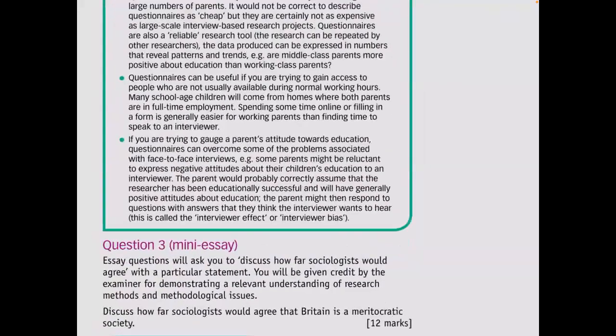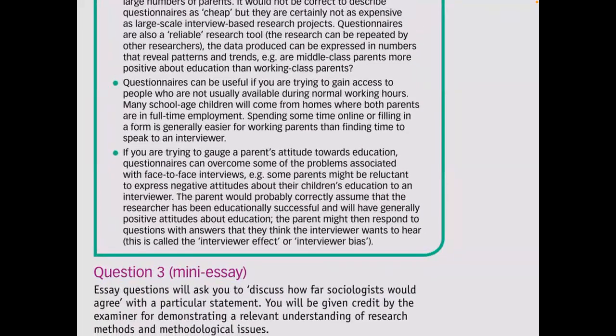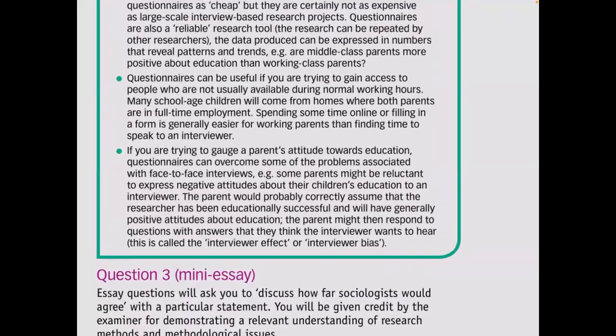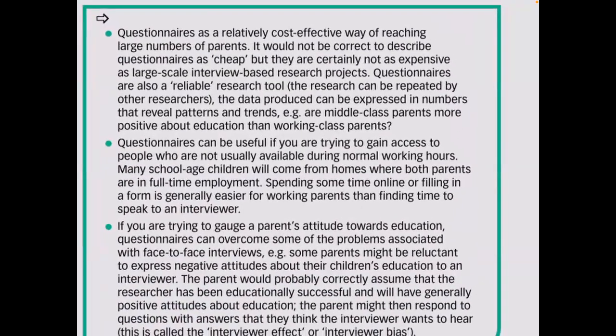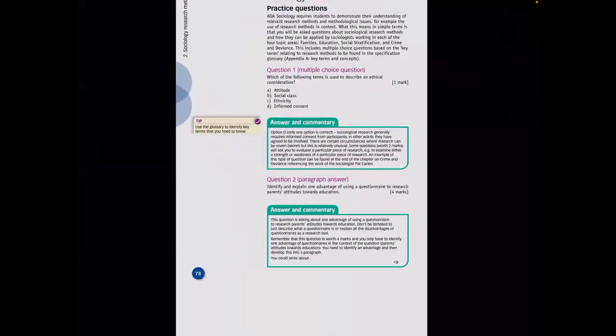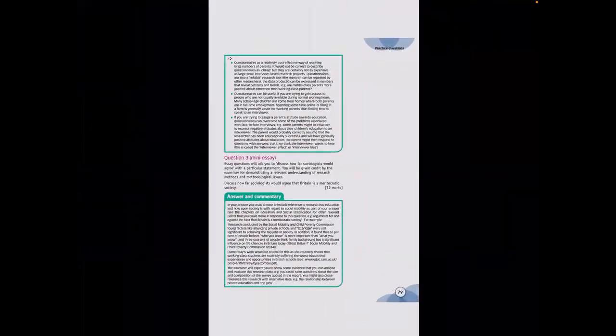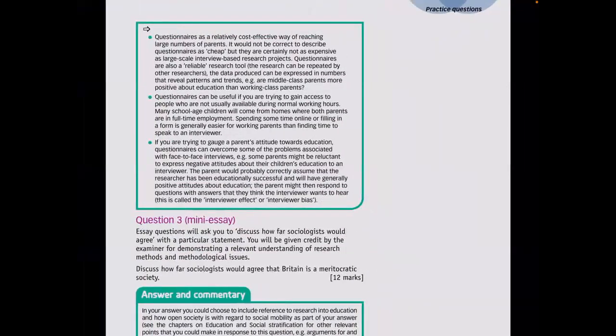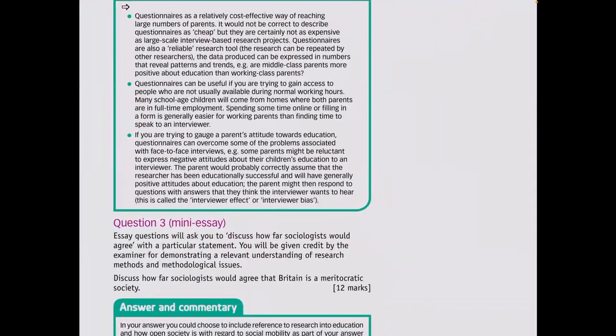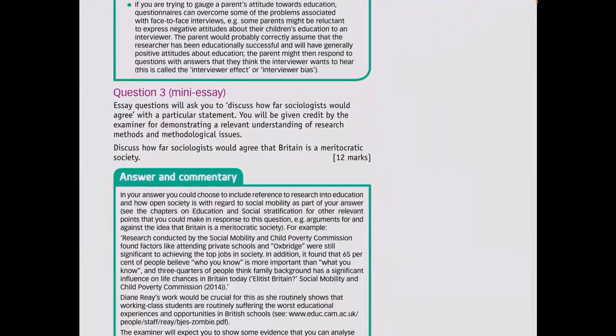Another thing that they've given us is that questionnaires can be useful if you are trying to gain access to people who are not usually available during normal working hours. Many school-age children will come from homes where both parents are in full-time employment. They're basically giving more examples, and these are examples relating to the example given in the question, which is attitudes of parents towards education. They're talking about all sorts of parents. So they're just relating to the situation and teaching how to relate to the situation. Are we clear till here?